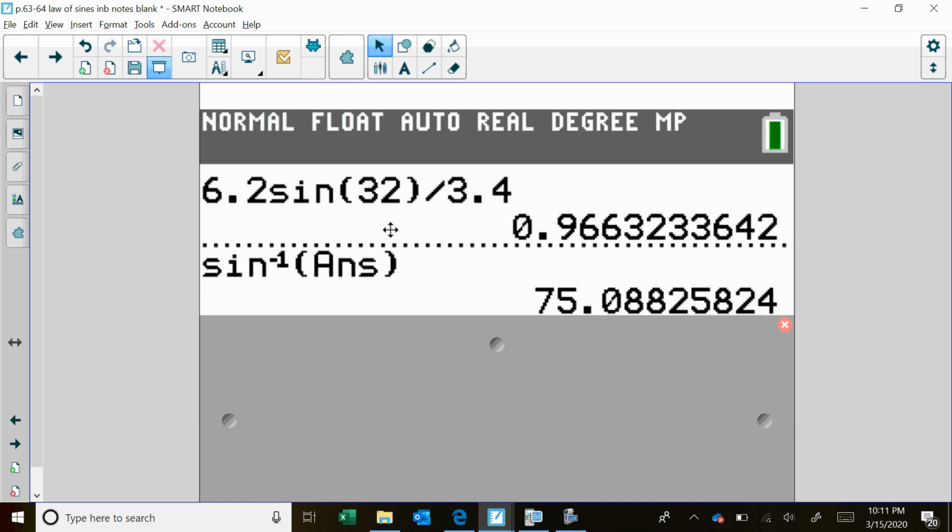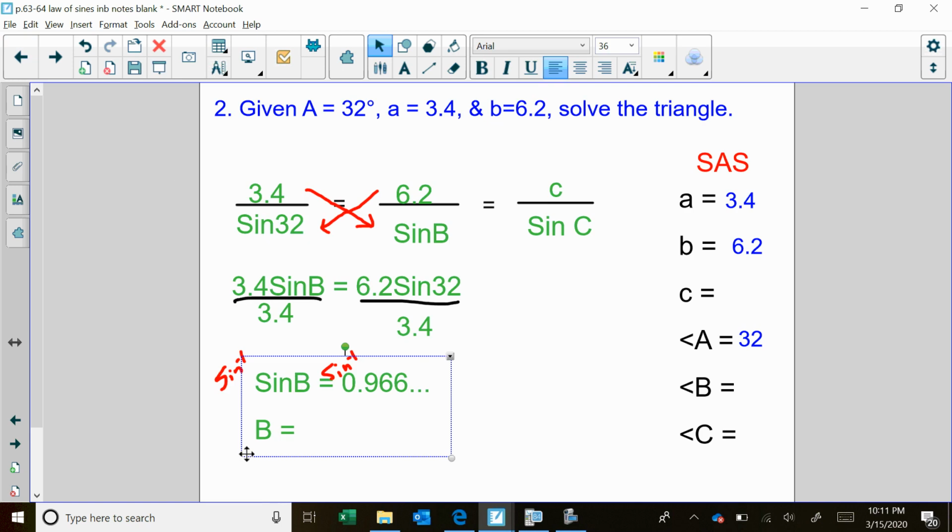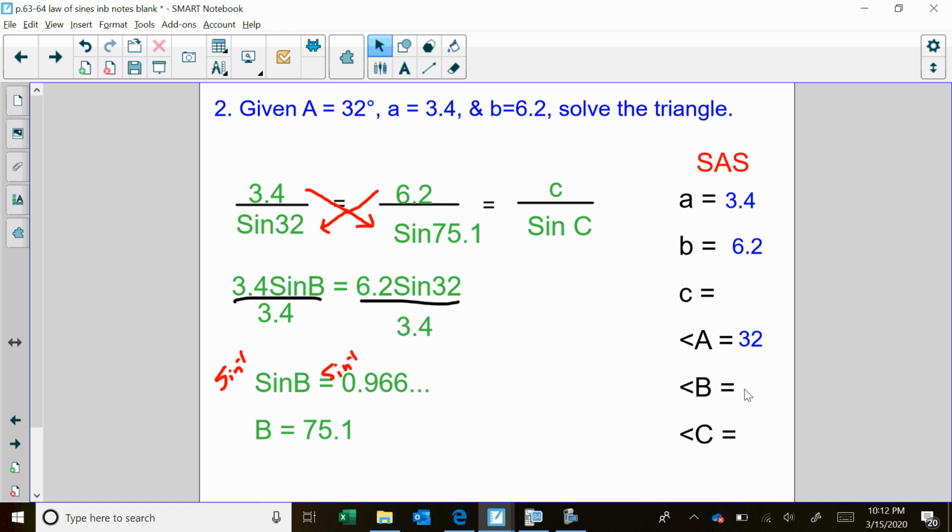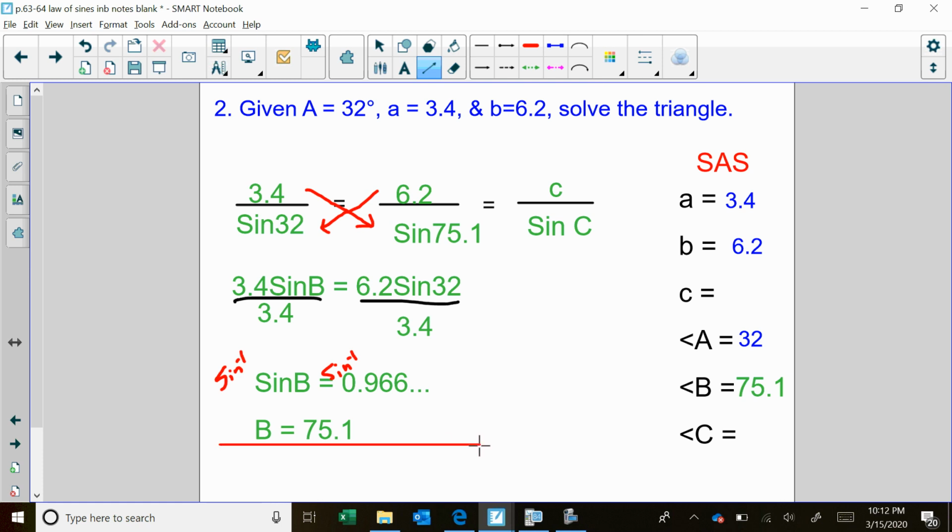And so on the next slide, of course, we have the calculation. The inverse sine, you can just type in a and s, which is second negative on your calculator, which gives us 75.1 degrees. So we get 75.1, which is our second angle measure, angle B, 75.1.